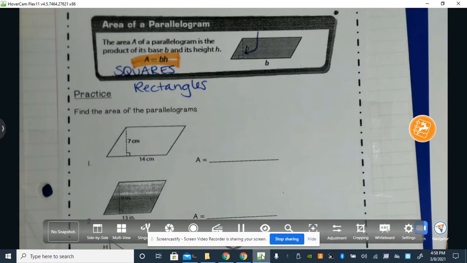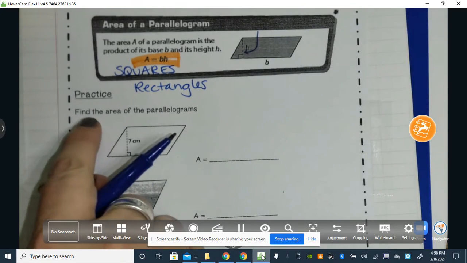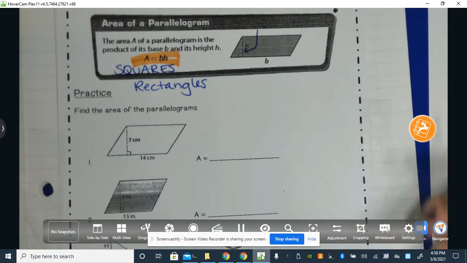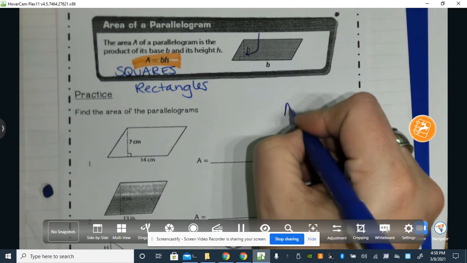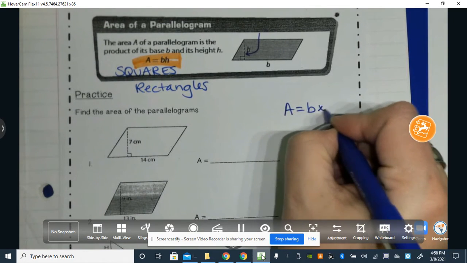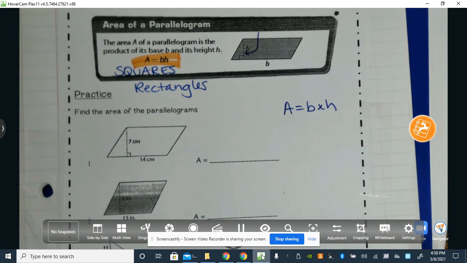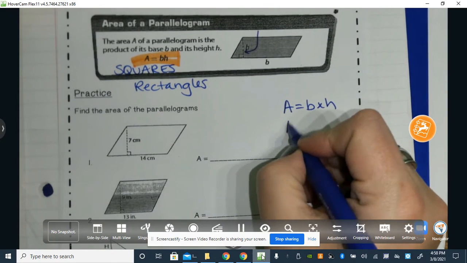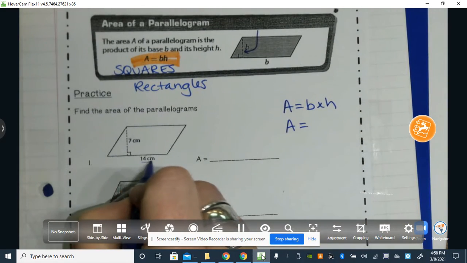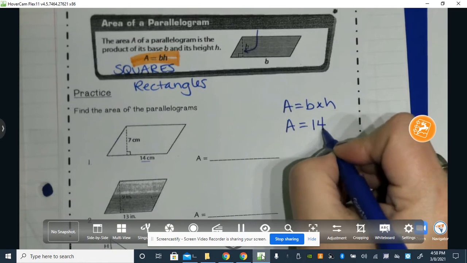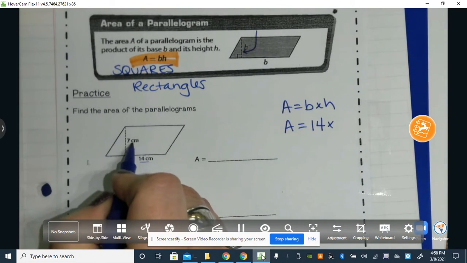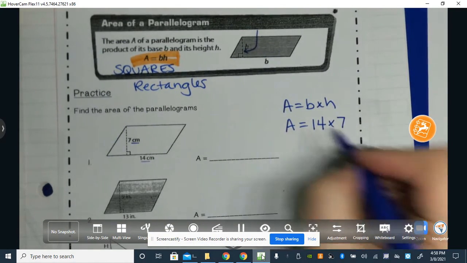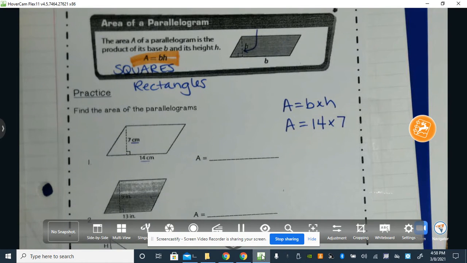I always like to rewrite my formula first. So find the area of the parallelogram. Area is equal to base times height. Okay, then I'm filling in what I know. Area is equal to my base, that's 14, times my height, that's 7. So now I'm taking 14 times 7.